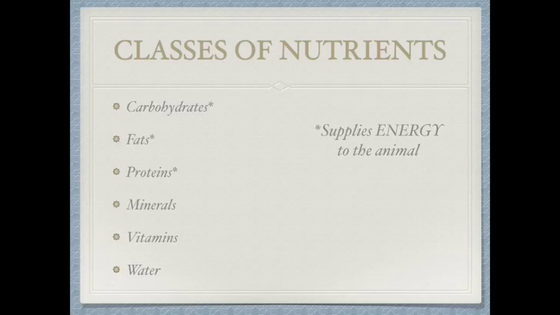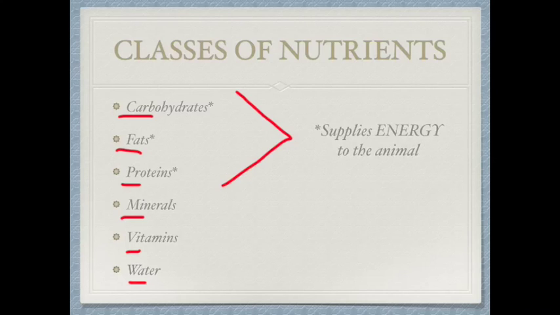There are 6 classes of nutrients that we're going to be working with, and this is common for all species. You guys have probably seen this list many times. The first is carbohydrates, fats or lipids, proteins, minerals, vitamins, and water. The first 3 supply energy to the animal. Their metabolism and their breakdown of carbohydrates, fats, and proteins function to supply energy.